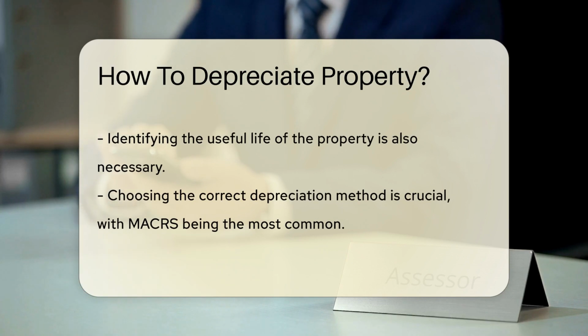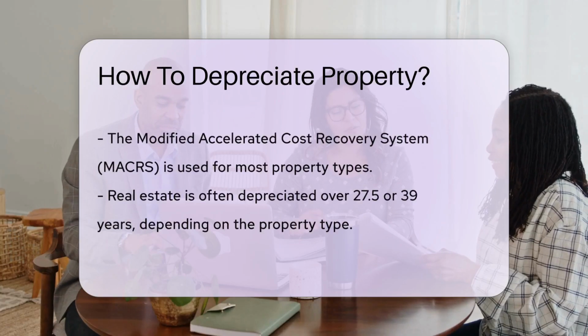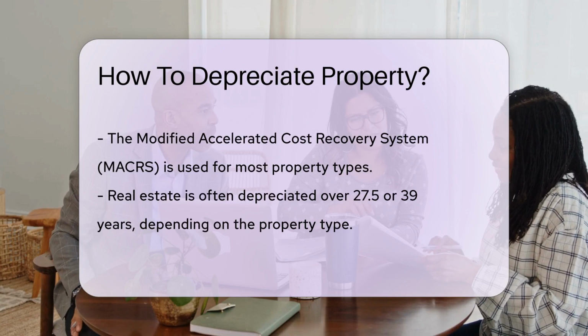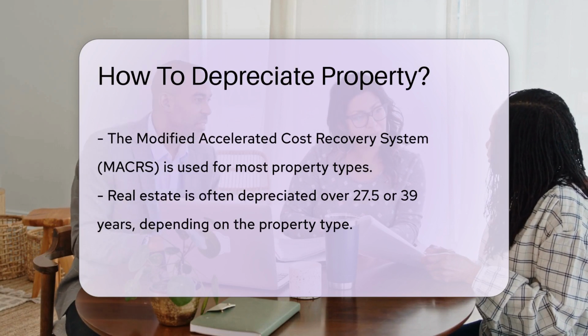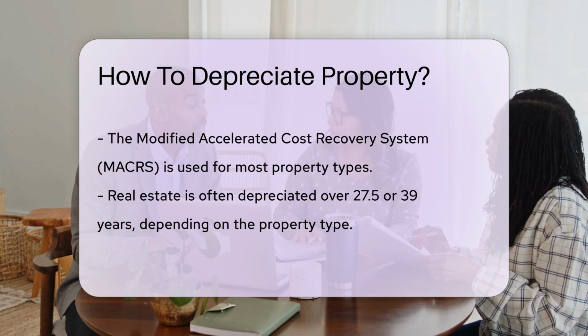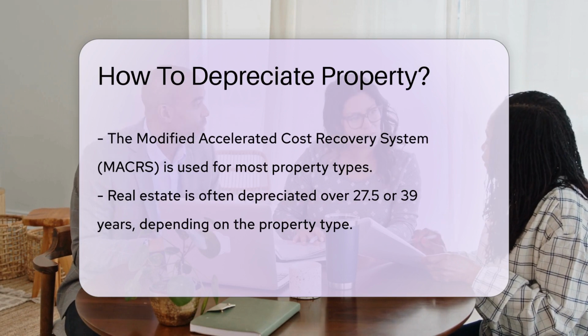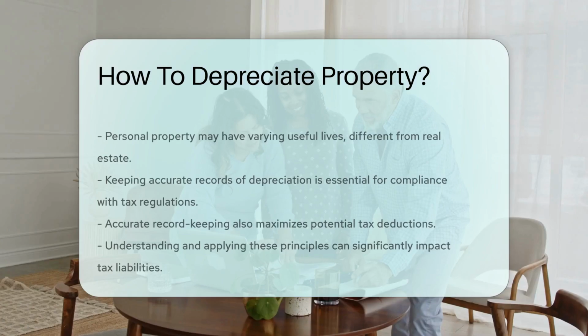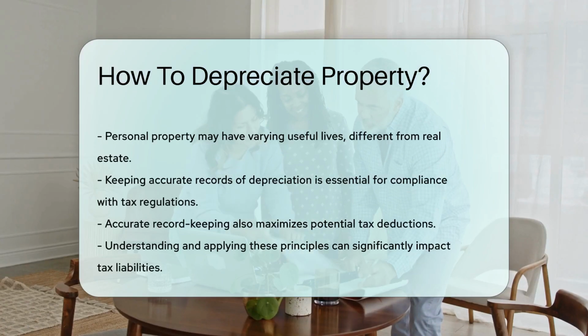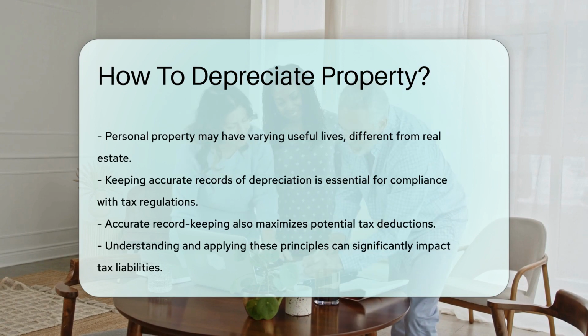The most common method is the Modified Accelerated Cost Recovery System, MACRS, used for most types of property. Assets like real estate are typically depreciated over 27.5 or 39 years, while personal property may have different useful lives. Keep accurate records of depreciation to comply with tax regulations and maximize deductions.